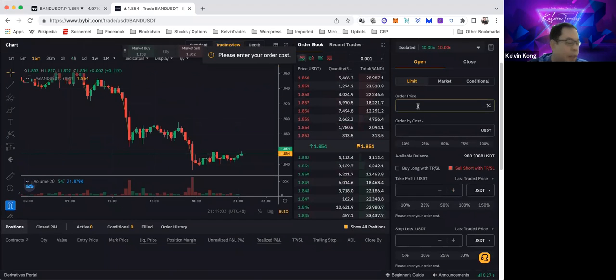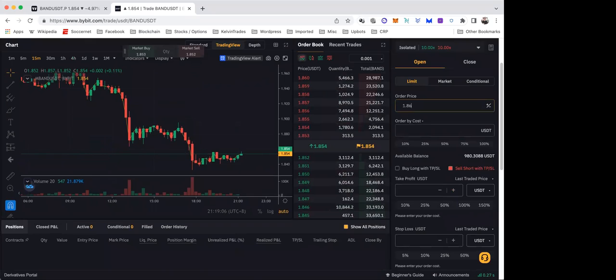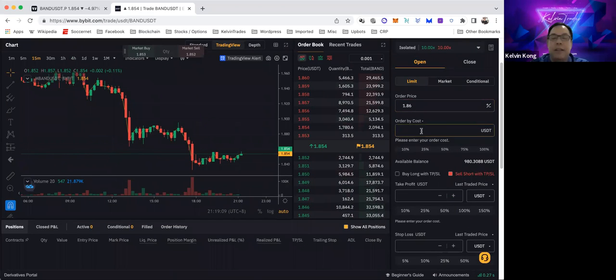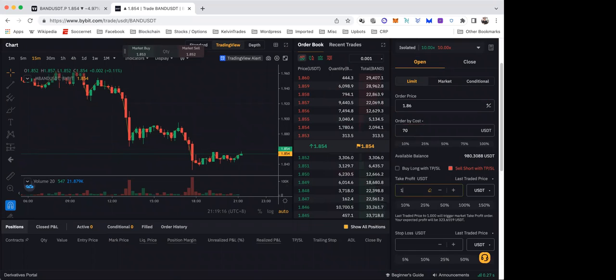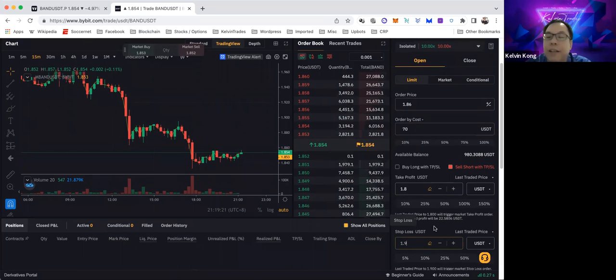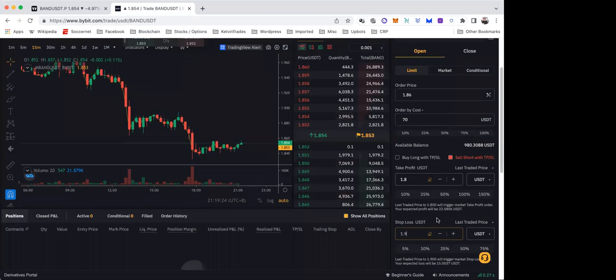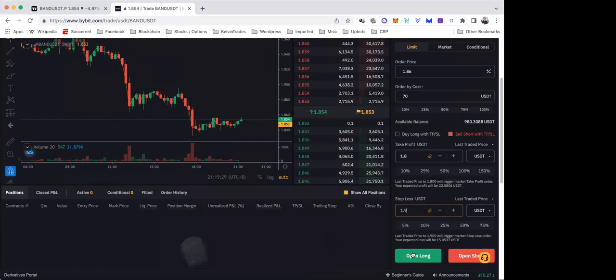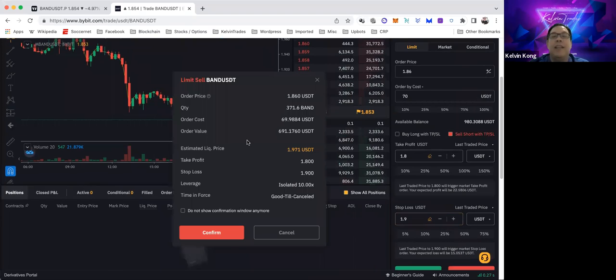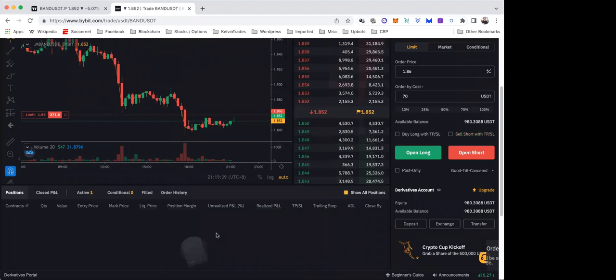Okay, entry price, what was it again? 1.86. Order, 70. Take profit, 1.8, and 1.9. Okay, who's that? Ryan, okay, I give you 2 stars. Okay, so short, now let's check again. Everything correct or not? Yes, okay, trust you all.